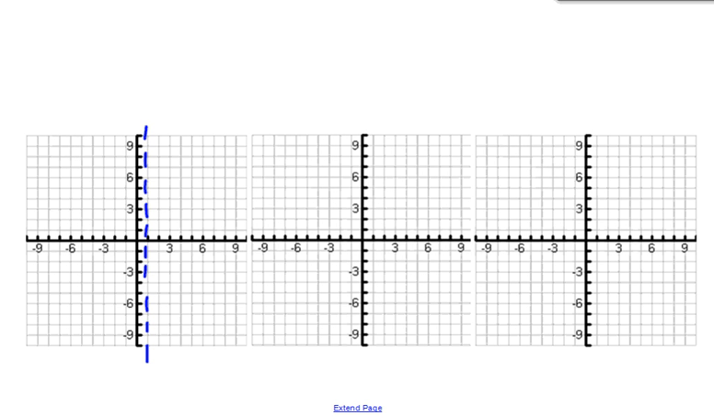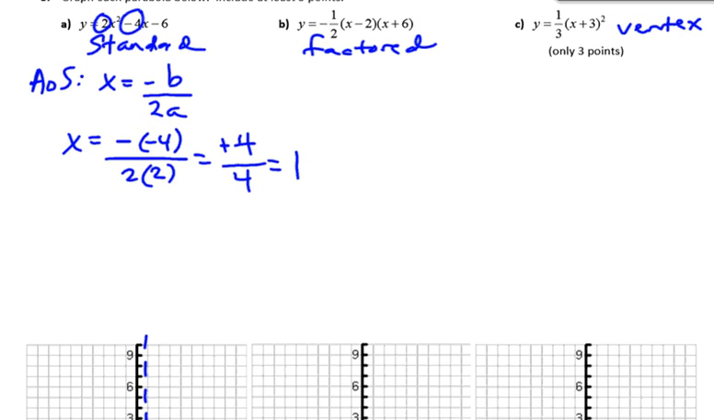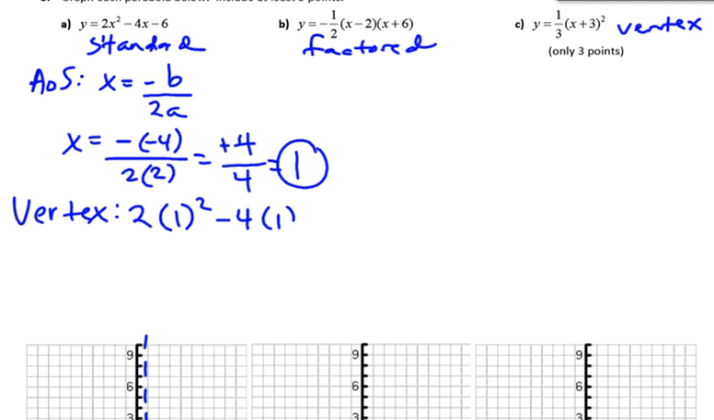Now, remember, the axis of symmetry and the vertex go together. So once I've found one, I can find the other. The axis of symmetry tells me the x part of the vertex. So now to find the vertex, all you have to do is plug that 1 back into the equation. So my equation is 2x squared minus 4x minus 6, so that's 2 times 1 squared, minus 4 times 1, minus 6, which is 2 minus 4 minus 6, which is negative 2 minus 6, which is negative 8. So my vertex is, I plugged in 1, I got out negative 8. So now let's plot that point.